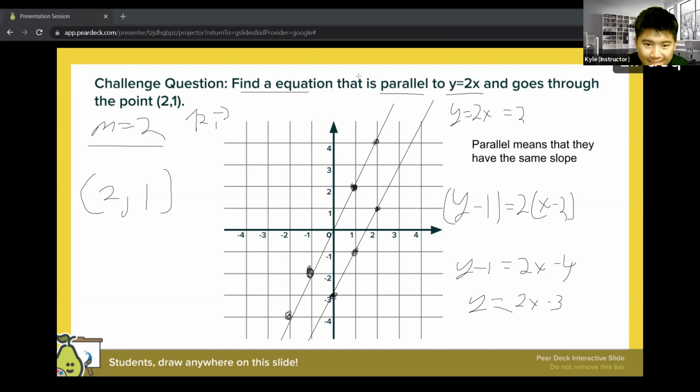So the equation for slope intercept form is y equals mx plus b. So in this case, b was just 0. So we know that m was actually 2. Okay? Cool. Does that make sense? Okay.